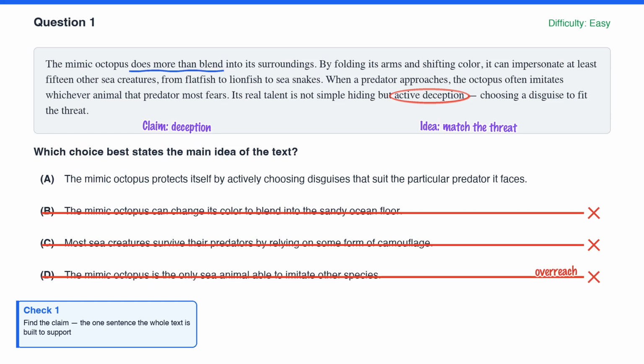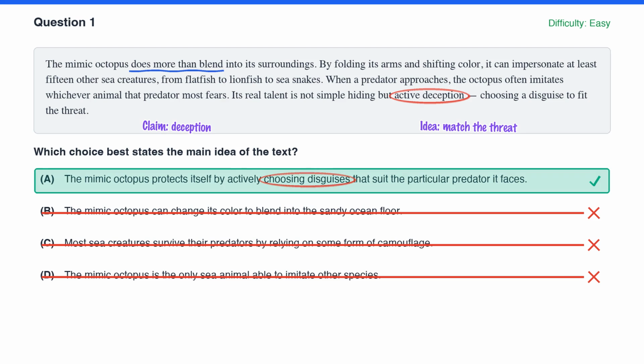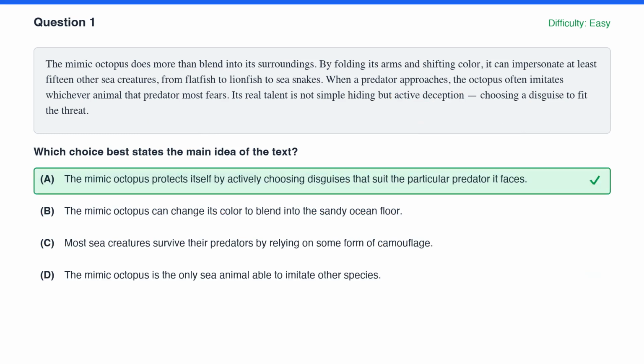The text never claims only. That word goes past the passage. Cross it off. A says the octopus protects itself by choosing disguises to fit the predator it faces. That's our sentence. We keep A. A wins because it states the whole text point, active deception, instead of the detail the author set aside. Each trap grabs something true, something too big, or something the text never said.